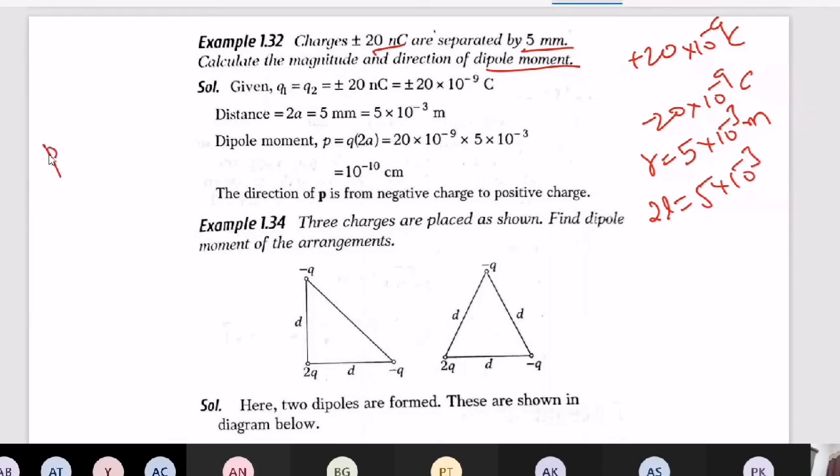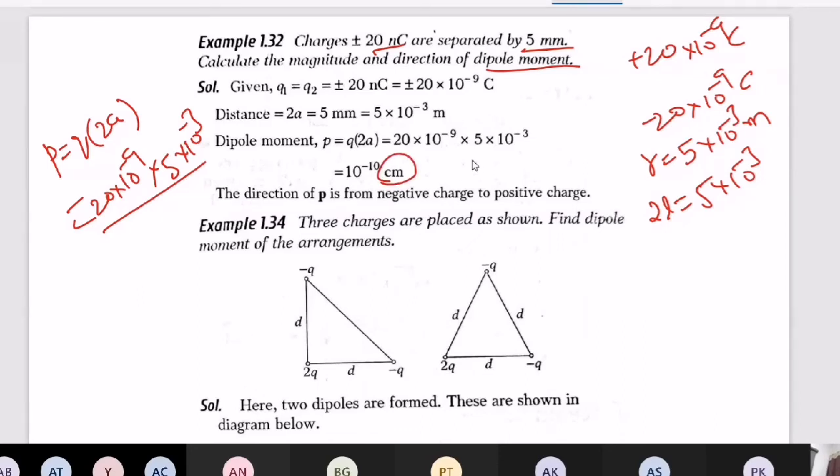So what is the dipole moment formula? Q into 2A. Q is any one magnitude, 20 into 10 power minus 9, into the distance 2A equal to 5 into 10 power minus 3. If you calculate, you will get the electric dipole moment. And this is not centimeter, please. This is coulomb meter. And the direction is from where to where? Always from negative charge to positive charge.